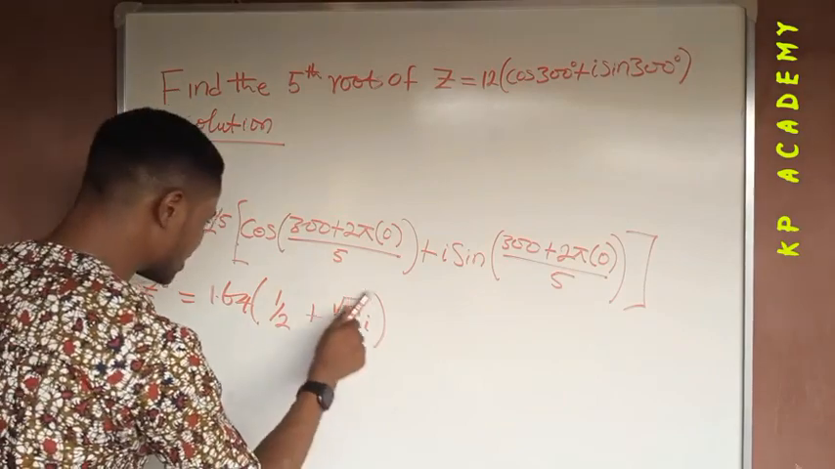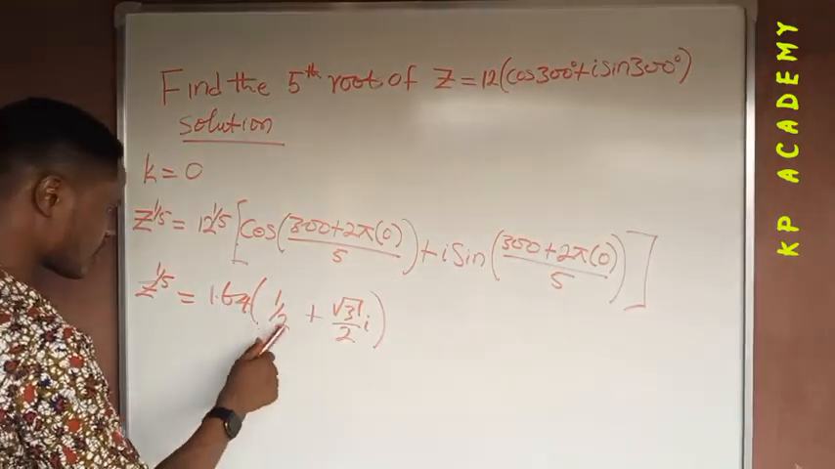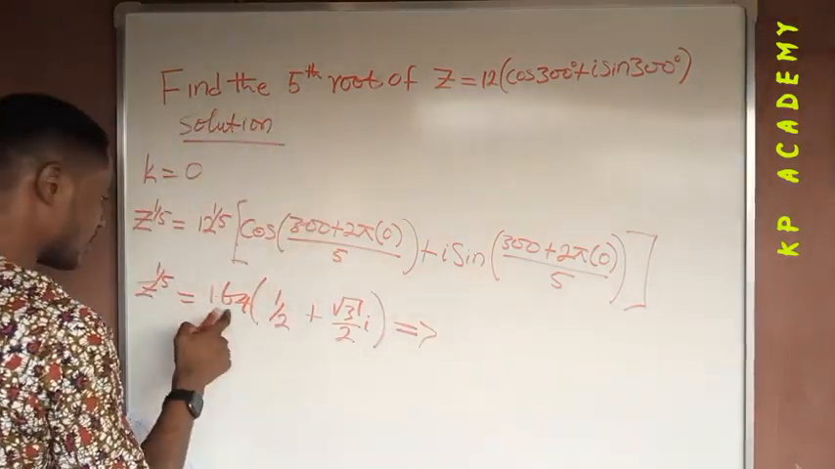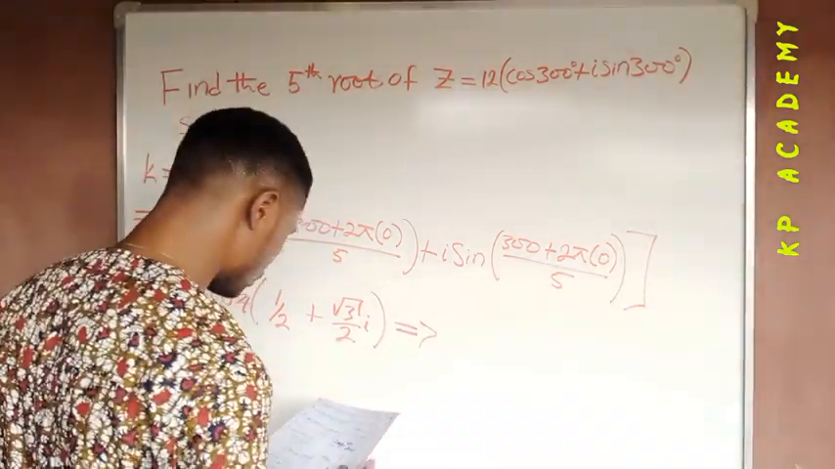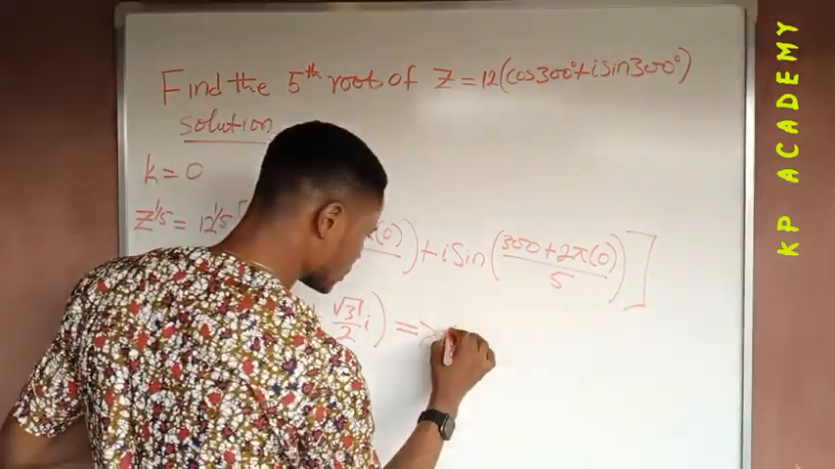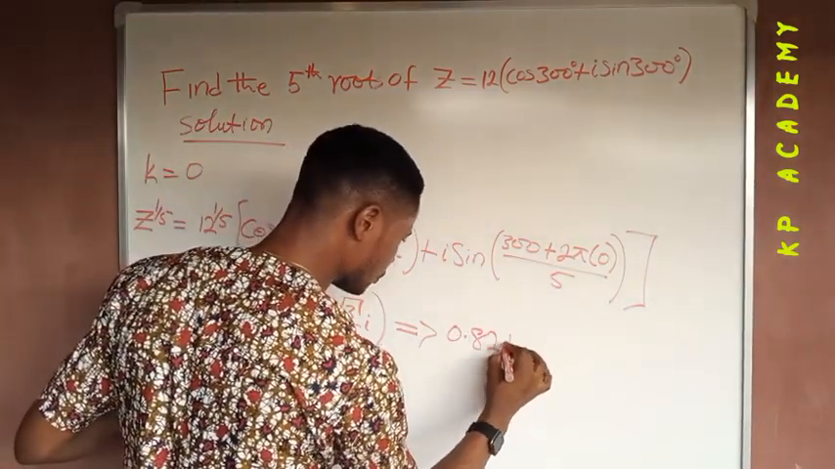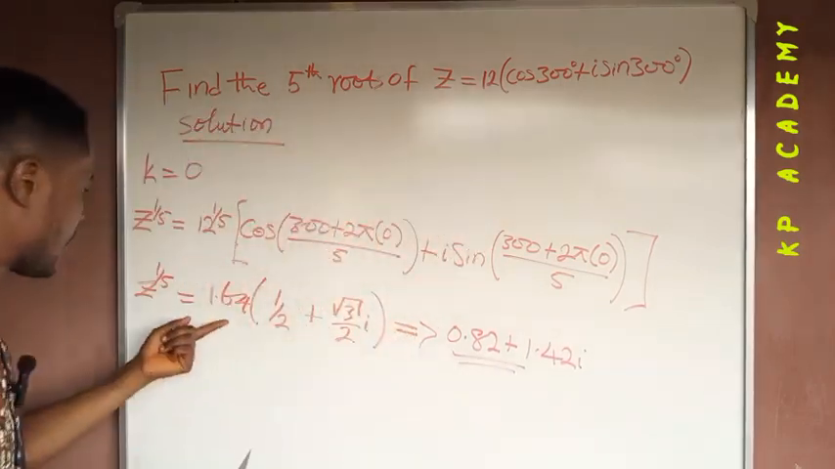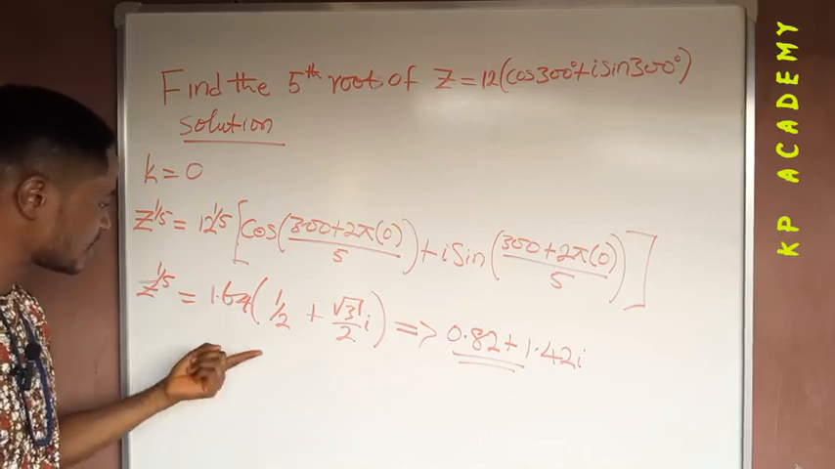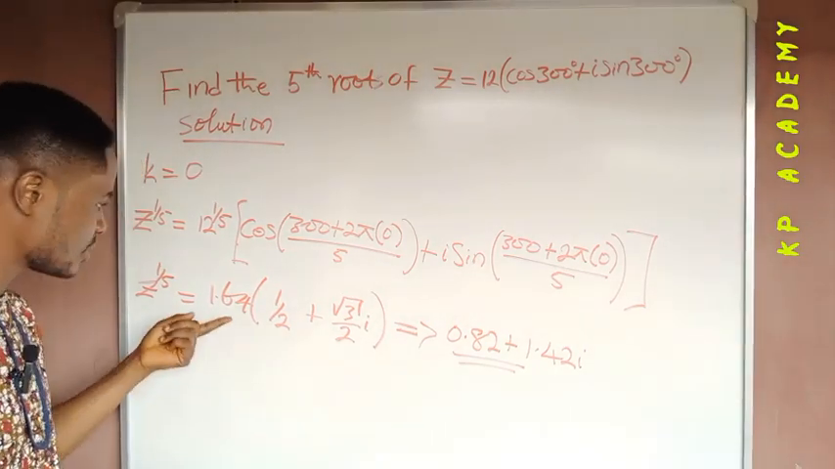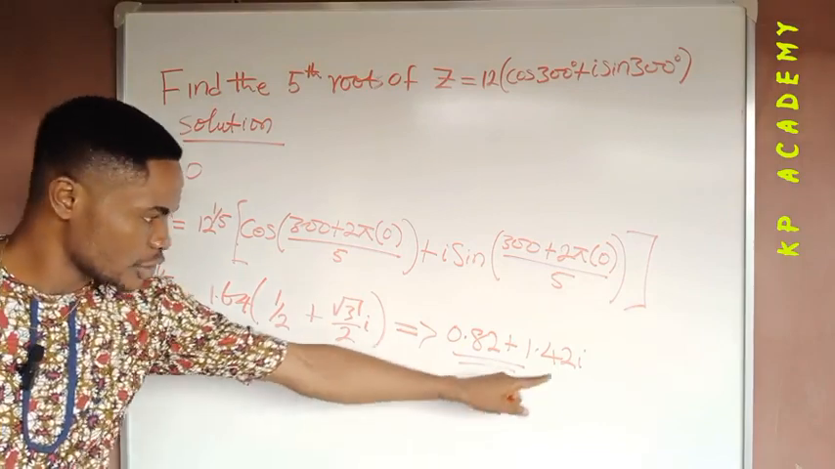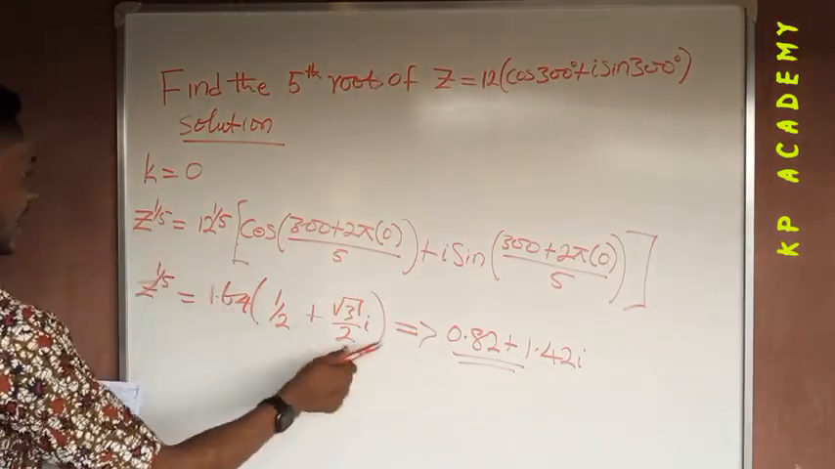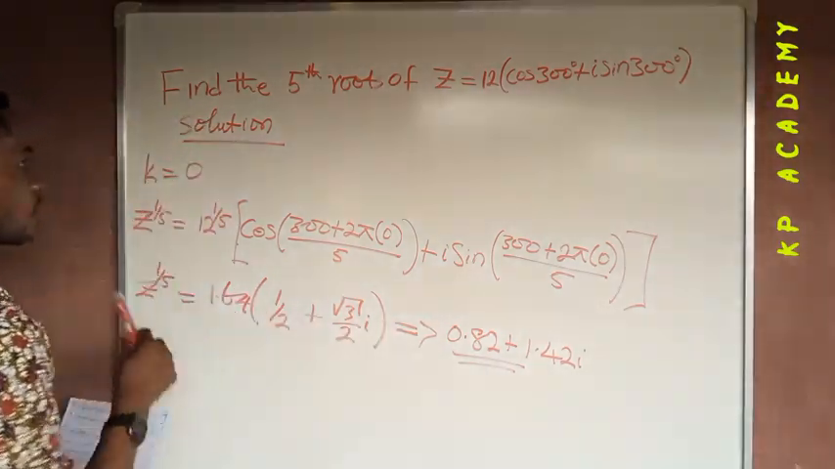Okay, so at this stage now, we have this. Now, if this multiplies this, we're going to have that this is finally equal to, now this times this, we are actually going to have 0.82 plus 1.42i. Alright, so 1.64 times half, we have this, and 1.64 times root 3 over 2i, we should be able to have that. So this is the first answer. This is the root when k is equal to 0.